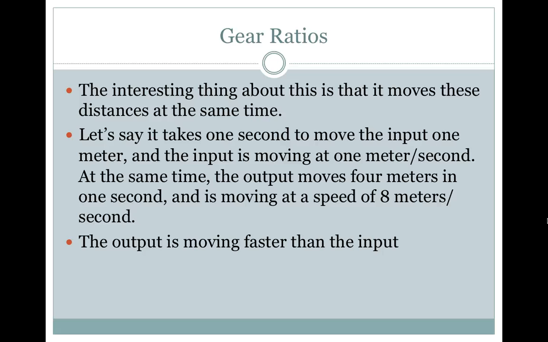Let's say it takes 1 second to move the input 1 meter, and the input is moving at 1 meter per second. At the same time, the output moves 4 meters in 1 second, and is moving at a speed of 8 meters per second. The output is moving faster than the input.